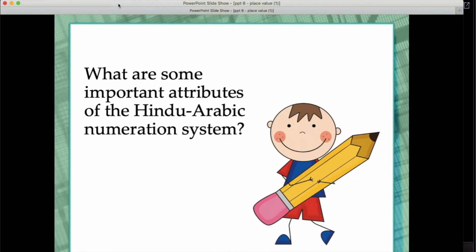Okay, so we should be able to write down the important attributes of the Hindu-Arabic numeration system. How many can you do without looking? So I'm going to go to the back of my notebook under my reflections. Let me go back there.